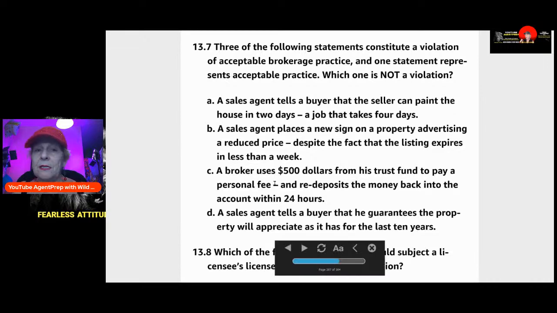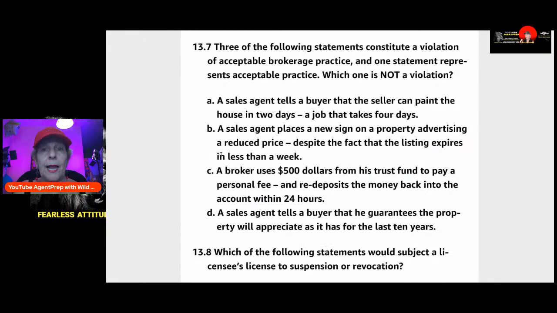A sales agent places a new sign on a property advertising, hey, this property is reduced, man. We just reduced the price, even though it's going to expire in a week. Why? Well, we want to trigger an offer, right? Even until the expiration day. Why? Because the listing can always be extended. If it's accepted on the actual day, then the seller is going to want to extend it, and we extend the listing with an amendment. So that's acceptable. The others are not.